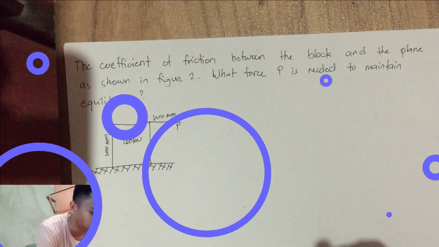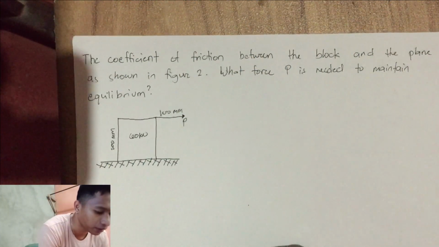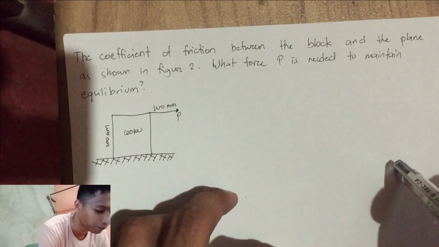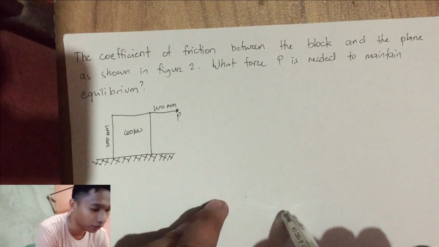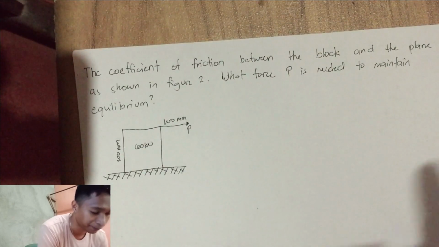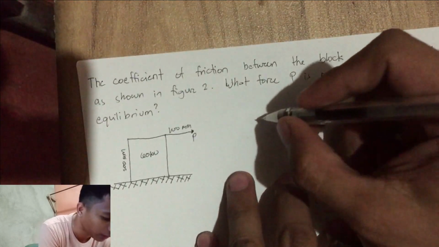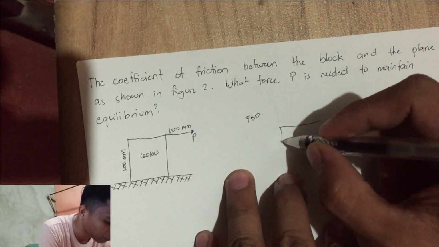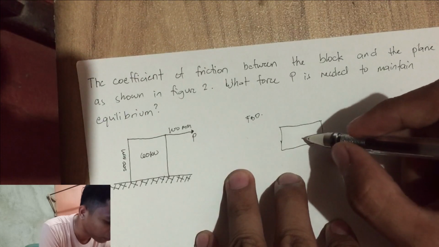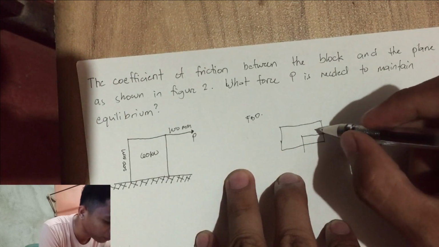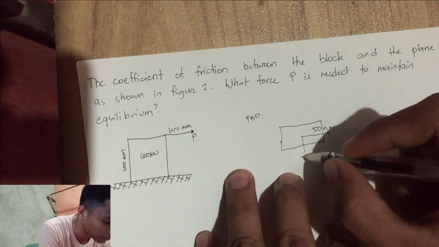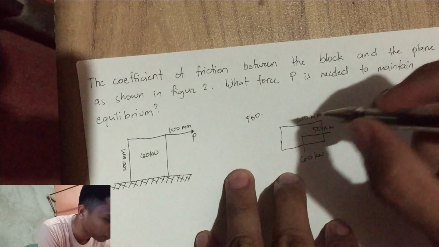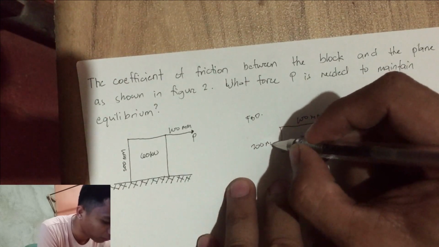The coefficient of friction between the block and the plane is 0.4, as shown in figure 2. What force is needed to maintain equilibrium? The block here is 60 kilonewton. To get the FBD, we need to write the FBD, with 60 kilonewton, 100 millimeter, and then 200 millimeter.